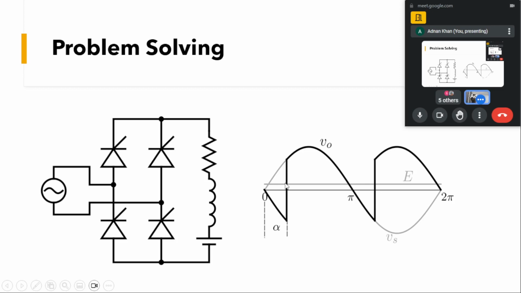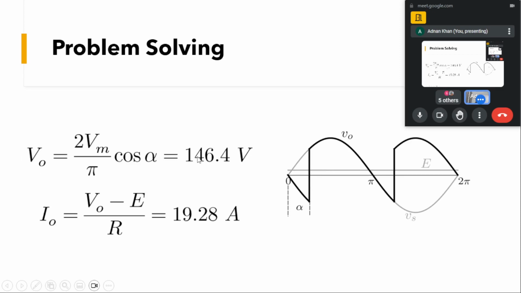If we had given the pulse earlier, before the input was higher than E, it wouldn't have turned on. But here alpha is given, and we can have a minimum alpha where E is equal to the input. Since alpha is given, and we are also having an RLE load, we'll have the output voltage of this shape, and we know the output voltage is given by this equation. If we put the values here, the output voltage comes out to be 146.4 volts.